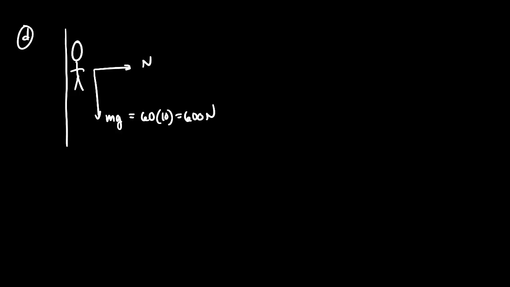But what force keeps them from sliding down the wall? Friction. It's the only thing that could. So there must be an upwards force of friction, and not just any friction. It has to be static friction. If it were kinetic friction, they'd be sliding down the wall. Static friction would keep them in place. And the static friction must be 600 newtons. Has to be balanced or they slide.